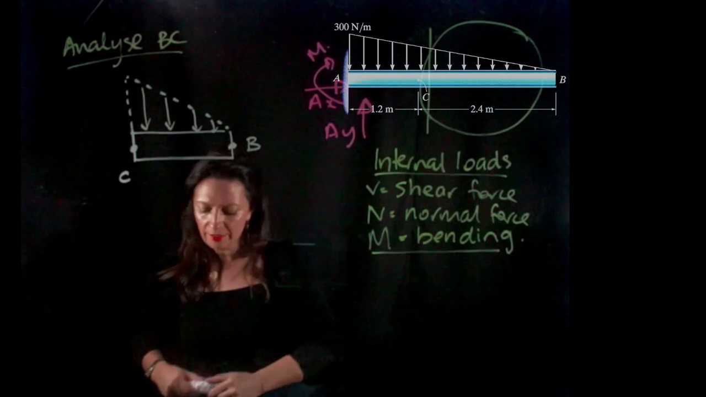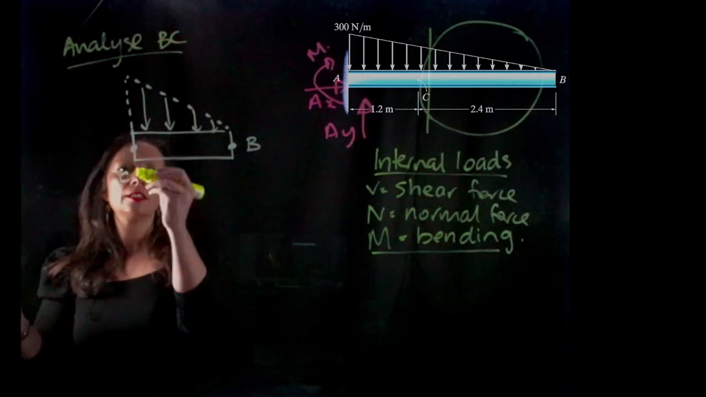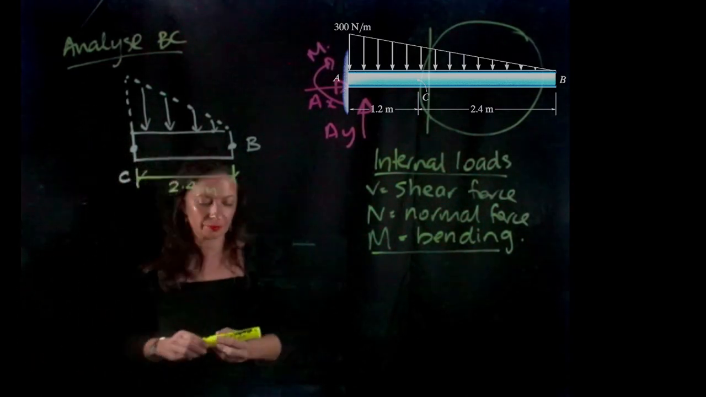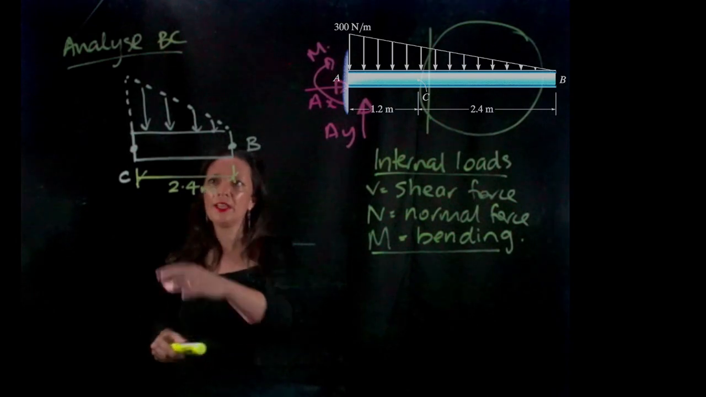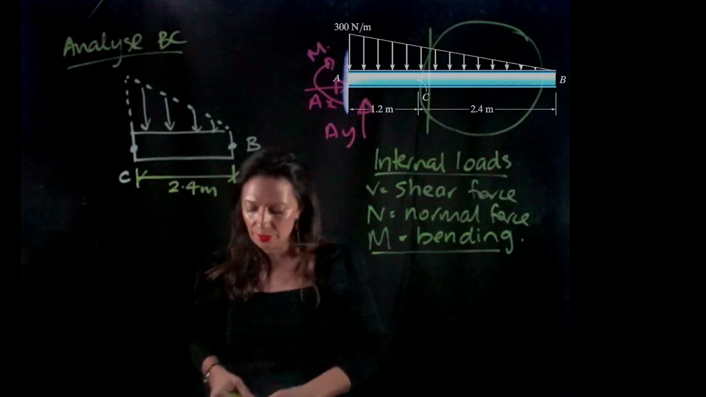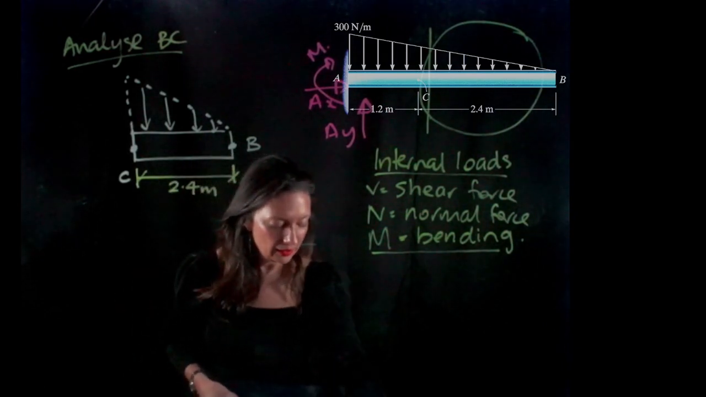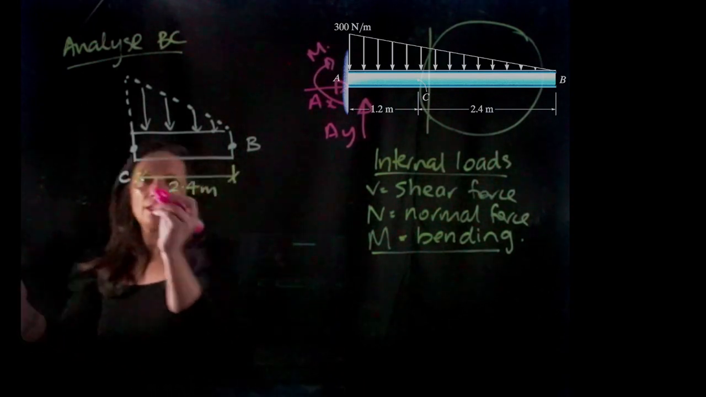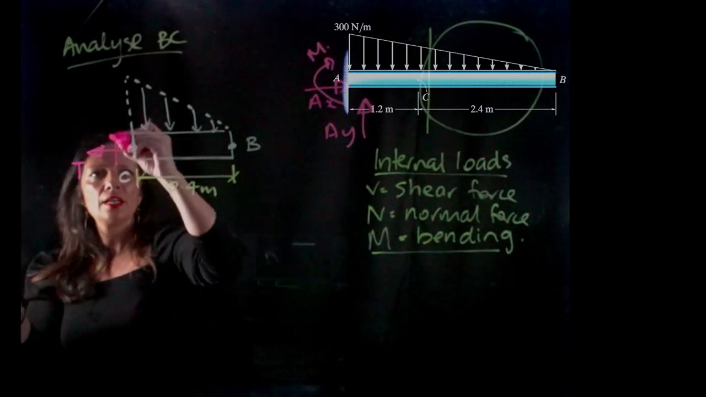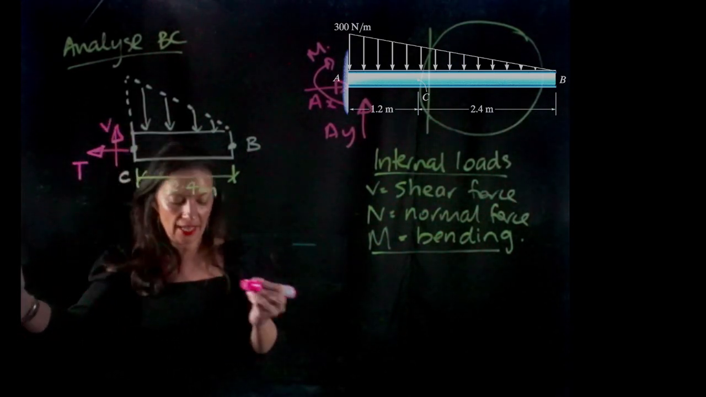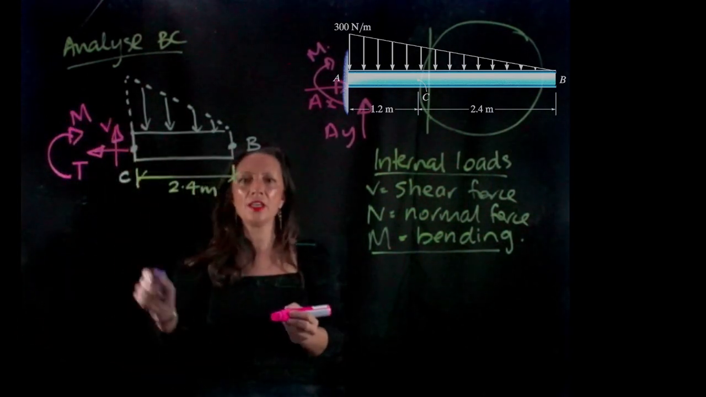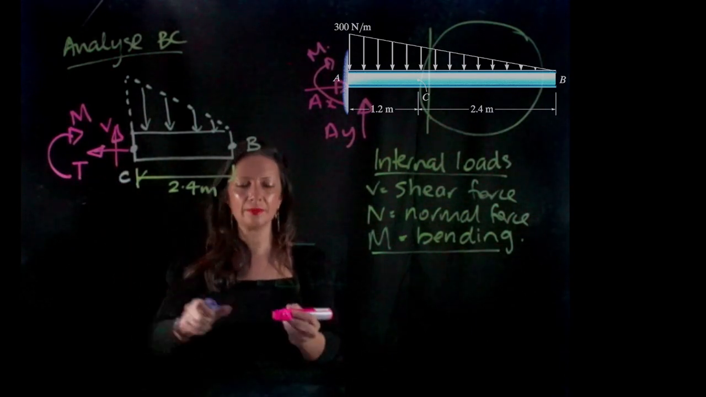and I have a distance of 2.4 meters. So what do I know? I know that at C I'm going to have 3 internal loads. So what are we going to have? We've got to keep our sign convention the right way. So we're going to have a normal force or a tension, a shear force, and a moment, a bending moment. So I have to calculate these 3 forces.